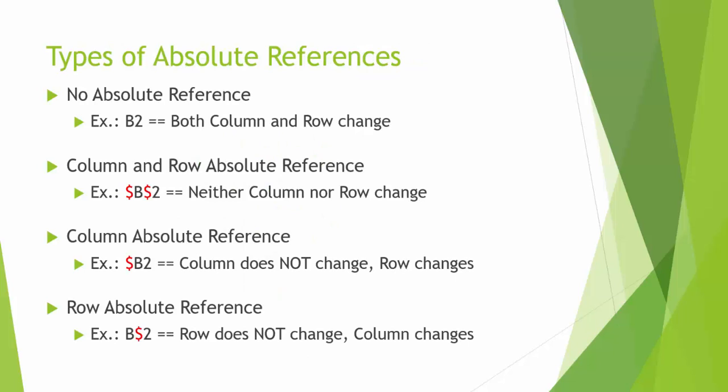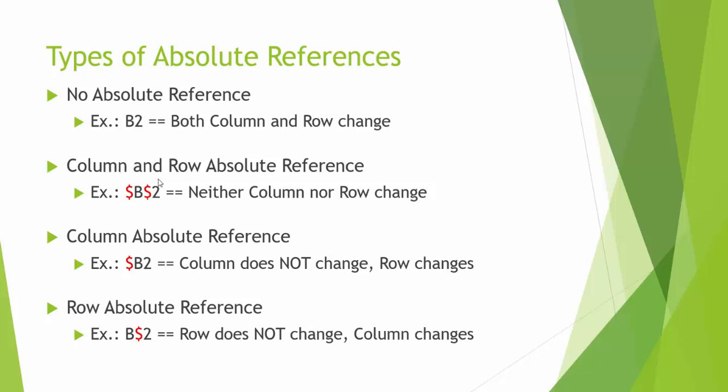So here are the types of absolute references. The first is the fact that there is no $ sign, so both the column and row will change if I grab the lower right hand corner in Excel and drag down. B will become C, D, E, F as I drag down. If I drag to the right, it would be B3, 4, 5. If I drag to the right, B becomes C, D, E, and so forth.